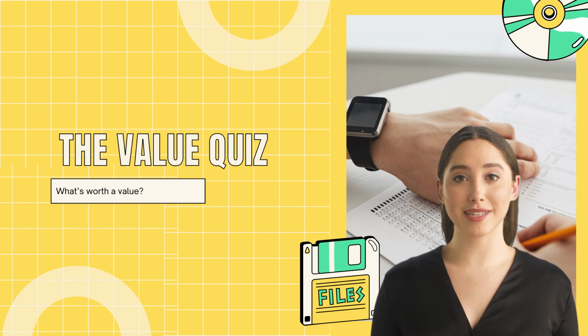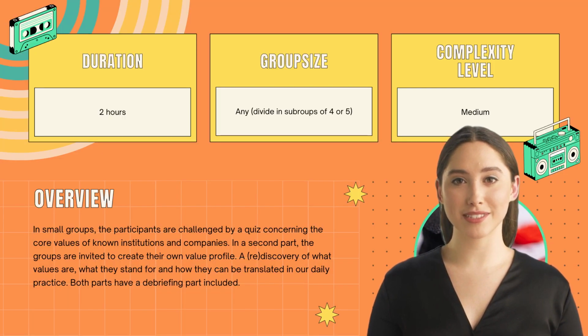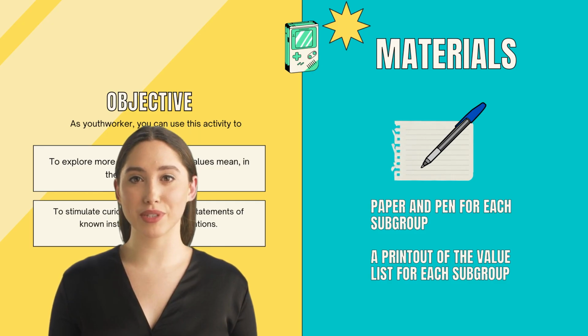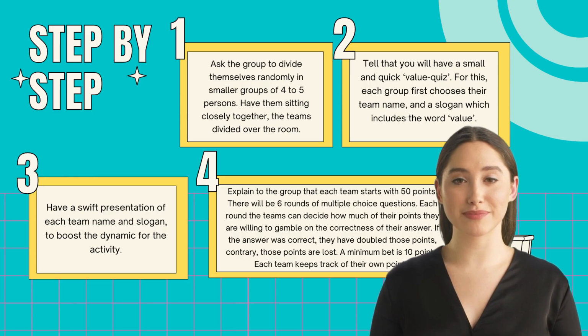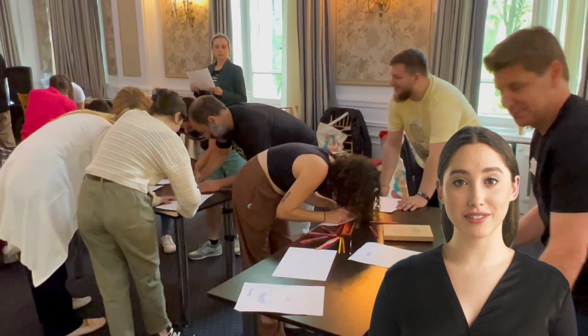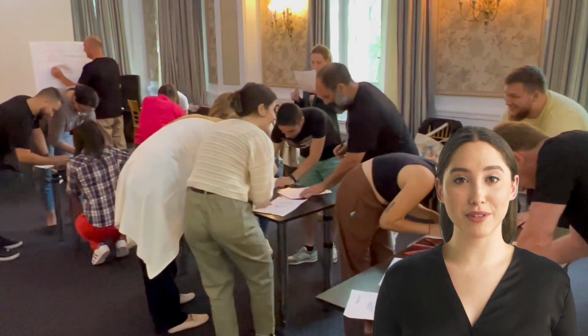Activity 2, the value quiz. It will take you around 2 hours. For this activity, you will need paper and pen per each group, a printout of the value list from the manual. Let's go step by step. Ask the group to divide themselves randomly in smaller groups of 4 to 5 persons. Have them sitting closely together, the teams divided over the room.